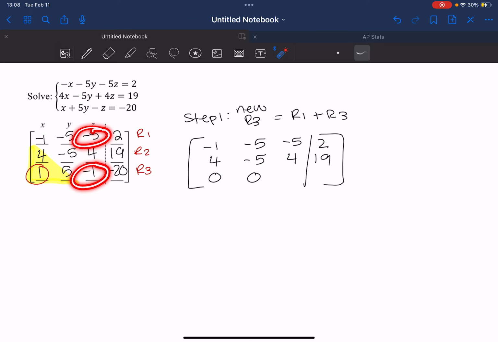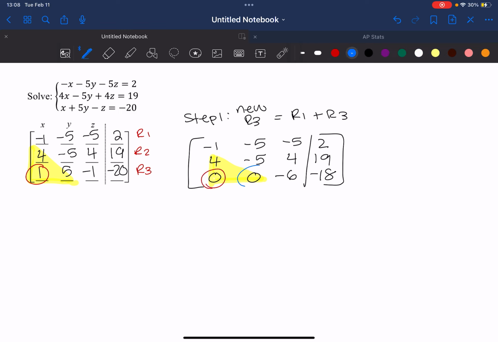-5 and -1 is -6. And 2 and -20 is -18. Okay. Now notice, again, we're trying to get that lower triangle. And when we did that, not only did we start off with this one and got that one 0, we also got another 0 here, which means we only need to turn this 4 into a 0.